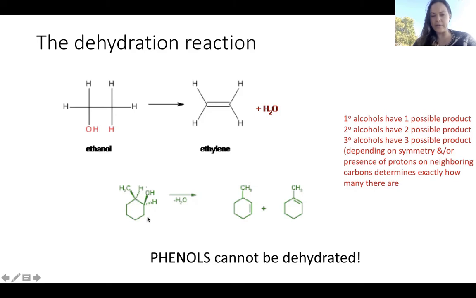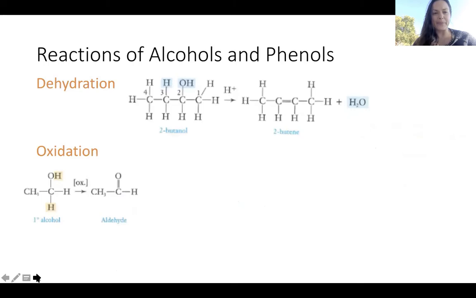This is not a phenol. This is an OH group attached to a 6-membered ring, a cyclohexane. So you could remove an OH group and a hydrogen here and get a double bond, depending on which hydrogen you remove. There are different products possible based on whether you have a primary, secondary, or tertiary alcohol, but I'm not going to assess you on that, so you don't need to worry about that. And again, phenols cannot be dehydrated.